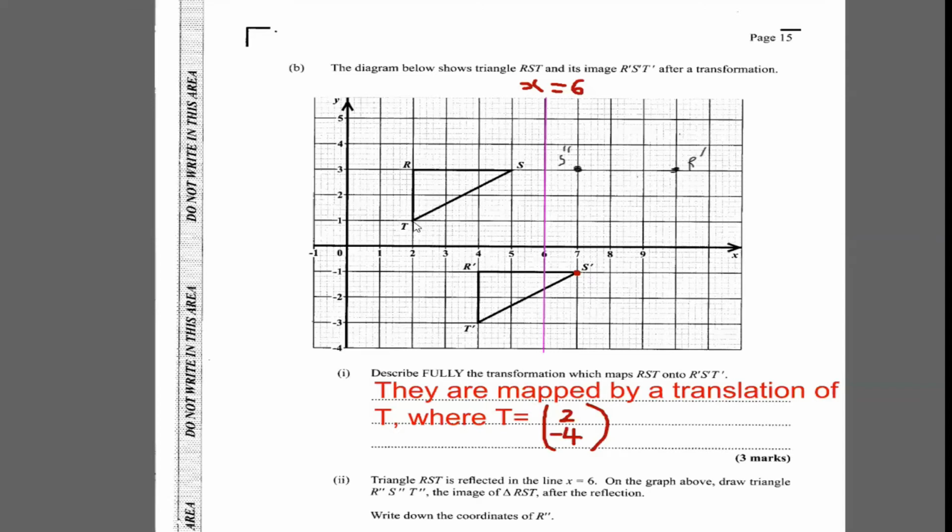And then T, which is right here, which is 1, 2, 3, 4 from the mirror line, will be 1, 2, 3, 4 from the mirror line. And so this will be T double prime. You can then feel free to connect them. And that's your triangle: S double prime, R double prime, T double prime.